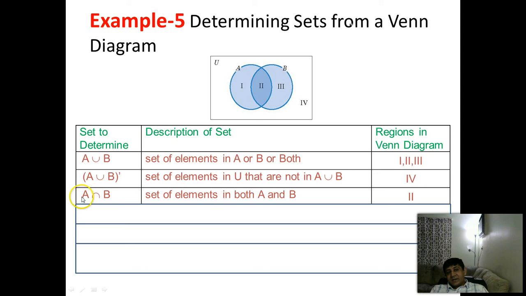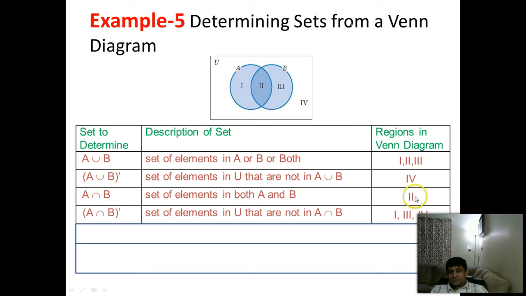Suppose we want to find the intersection of A with B. That will be this overlapping region here. So that will be region 2 here, the simplest and easiest one.